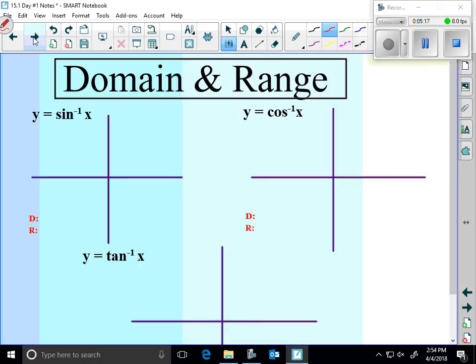All right, so I'm not going to get into this in its entirety in this video, but the graph of the inverse sine of x, is this on? This is on. The graph of the inverse sine of x is going to look like this.